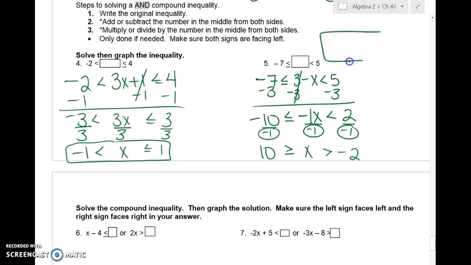So up here, I'm going to write my final answer. Negative 2 is the smaller number. 10 is the bigger number. X has to be in between them. We're basically just rewriting it from right to left up here. But if you need to, between the negative 2 and the x, the sign is eating the x. Make sure the sign is still eating the x. Between the x and the 10, the sign is eating the 10. So check to make sure that your signs are still eating the same things when you're done.